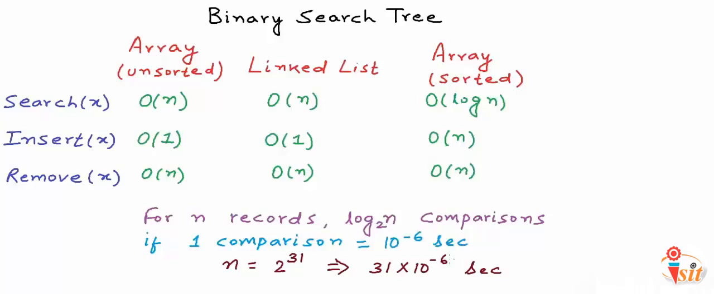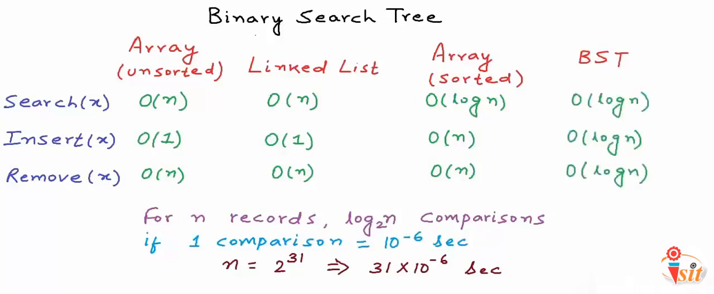But what about insertion and removal? They are still big O of n. Can we do something better here? Well, if we will use this data structure called binary search tree, I'm writing it in short, BST for binary search tree, then the cost of all these 3 operations can be big O of log n. In average case, the cost of all the operations will be big O of log n, but in worst case it will be big O of n, but we can avoid the worst case by making sure that the tree is always balanced.